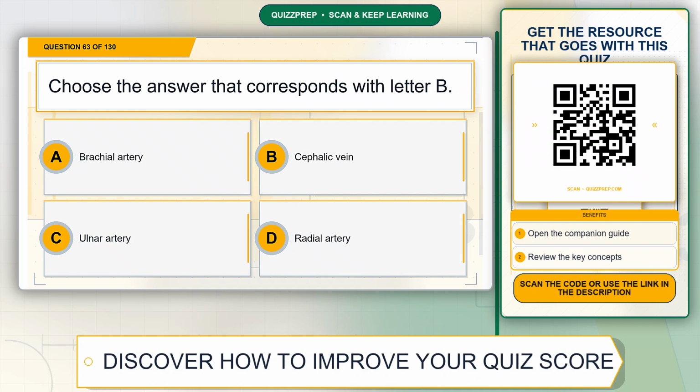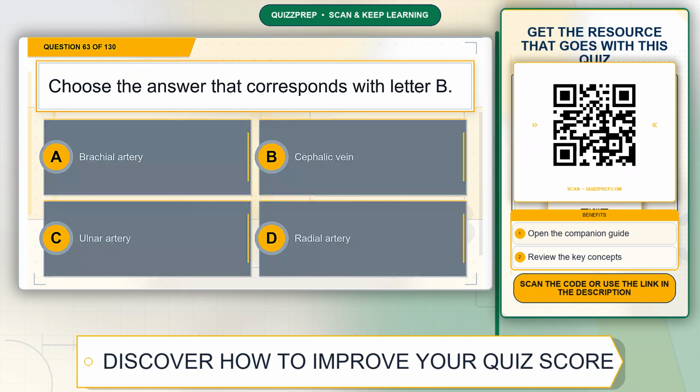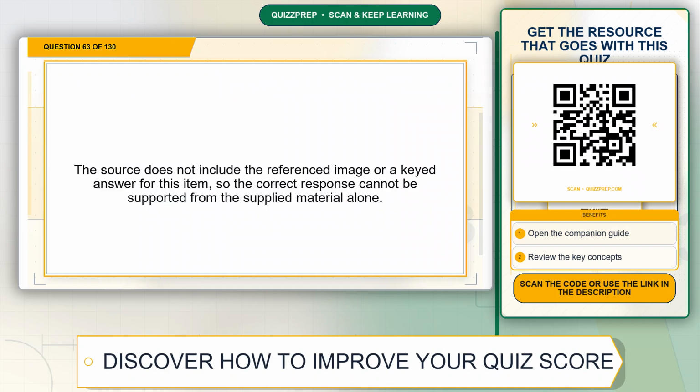Question 63. Choose the answer that corresponds with letter B. Option A, brachial artery. Option B, cephalic vein. Option C, ulnar artery. Option D, radial artery. The correct answer is not shown. Explanation. The source does not include the referenced image or a keyed answer for this item, so the correct response cannot be supported from the supplied material alone.